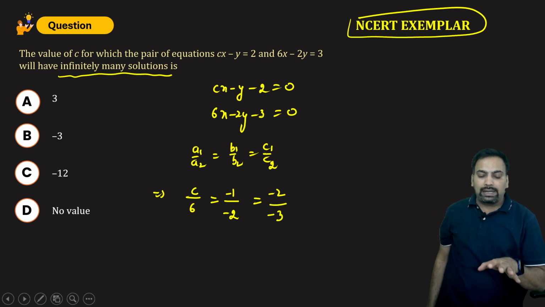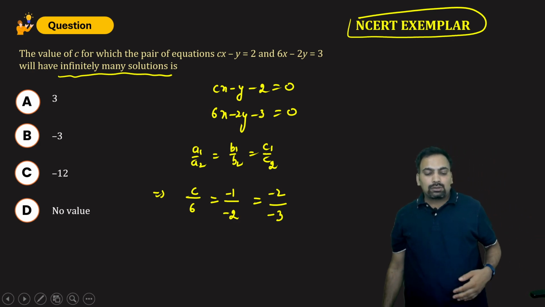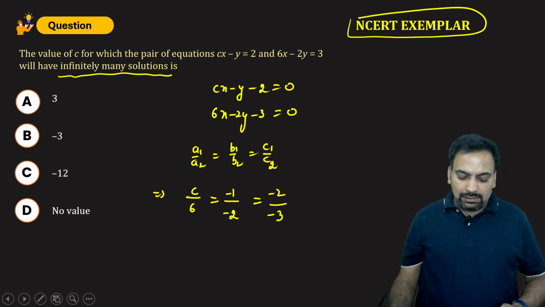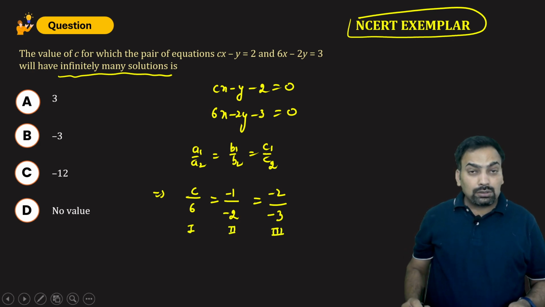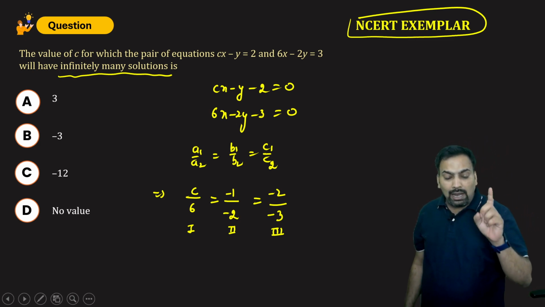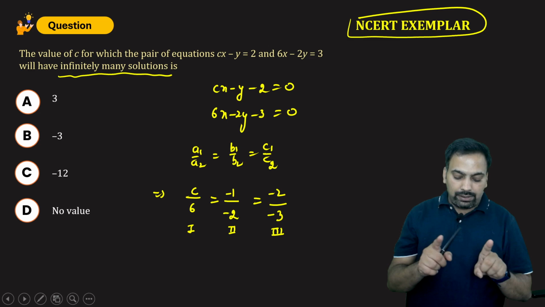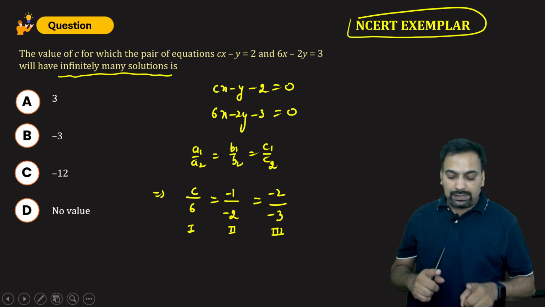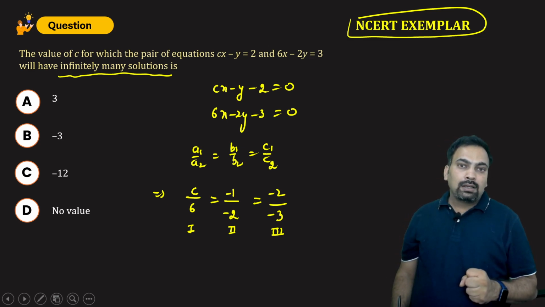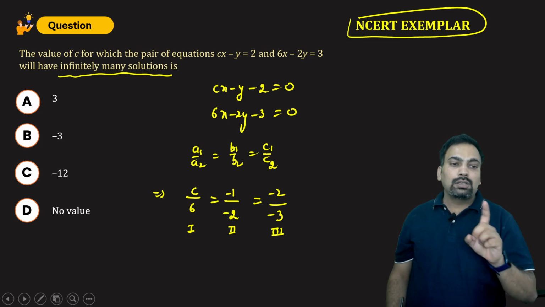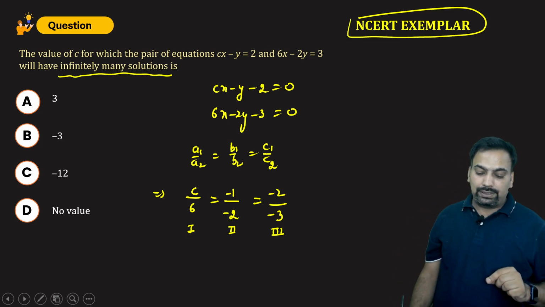So how to find the value of C? You can compare these ratios: this is the first ratio, this the second ratio, third ratio. First of all, you have to check all pairs: first and second, second and third, first and third. Whatever common value comes, that is the value of C.